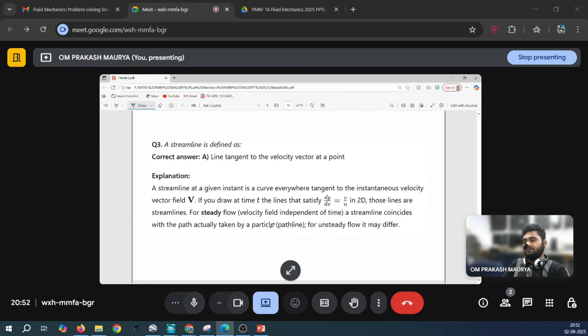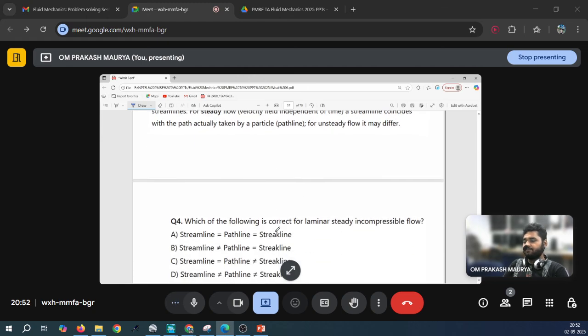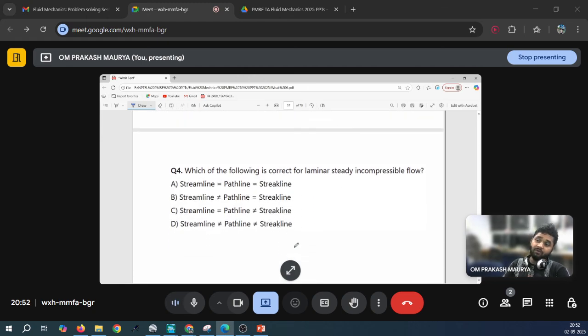Okay, so here you can see. Now, very important question. Which of the following is correct for laminar steady incompressible flow? Laminar steady incompressible.